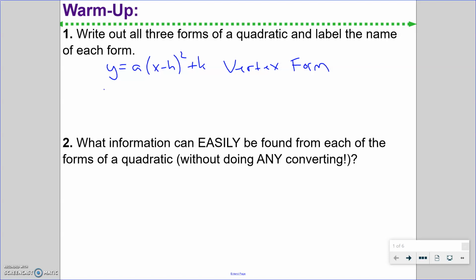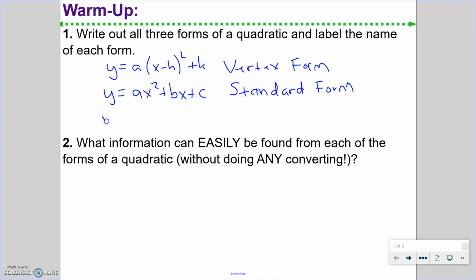The next form you probably have is standard form. A is still the same thing, tells us whether it's a happy face or a sad face. But other than that, standard form, we didn't really dive into that a ton, but we did talk about how standard form's kind of tricky to graph. And so we did talk about converting into vertex form, so it's a little bit easier to graph it.